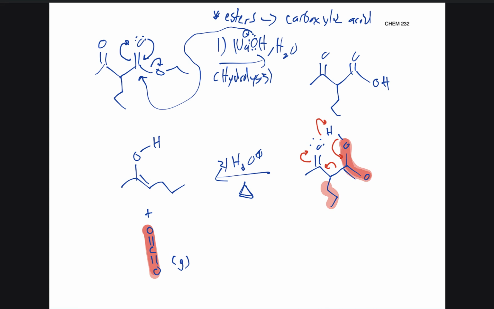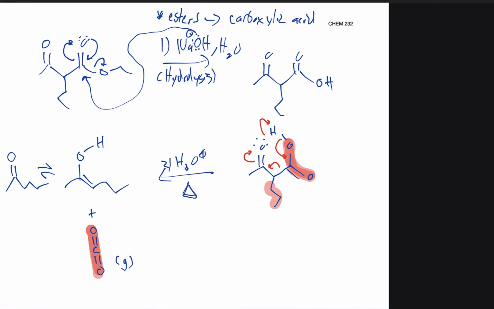Okay, and we have our enol, but we know there's water present in this reaction. We can do this tautomerization to get to the desired ketone form. Okay, so let's look at another example of this.